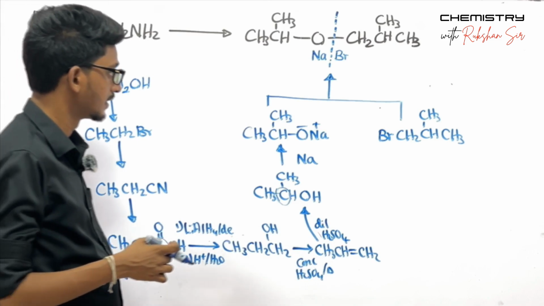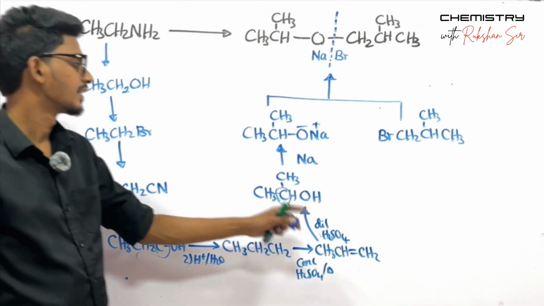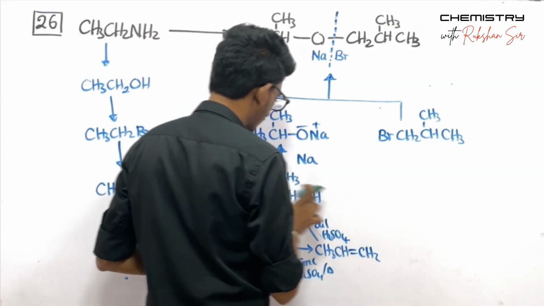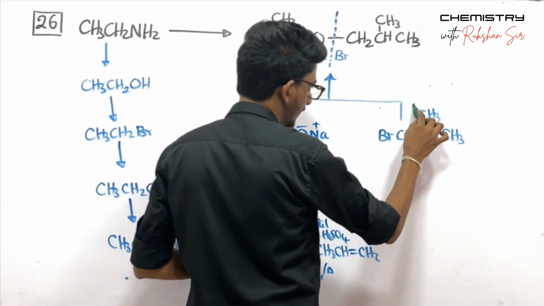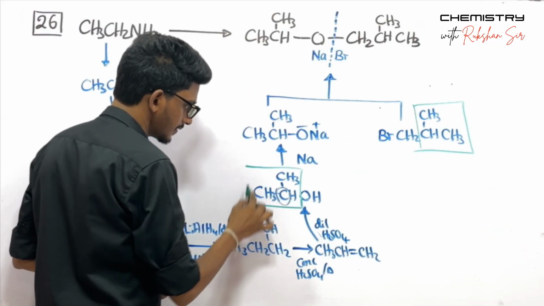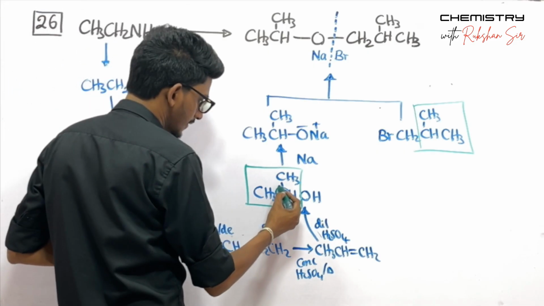Now we need a 4-carbon compound. 3-carbon and 4-carbon compound and another cyanide. So we need to make the 3-carbon compound. What are we doing? What is it? Center carbon we need.